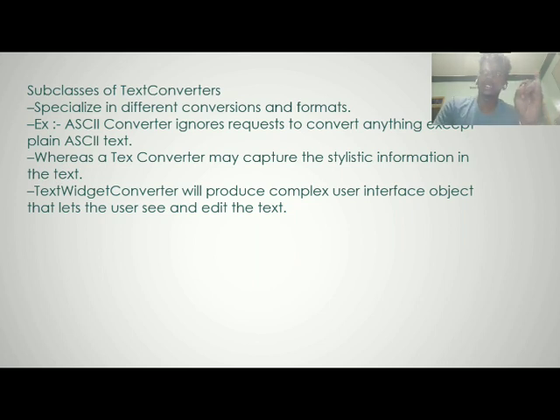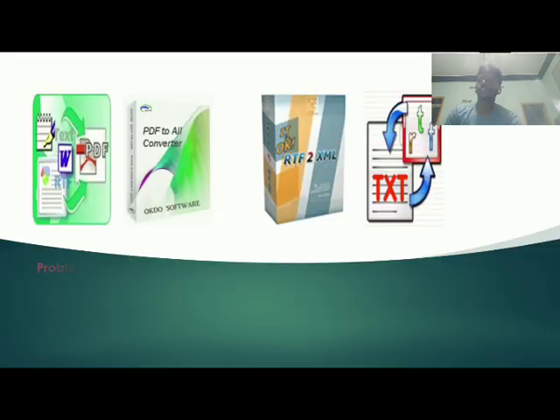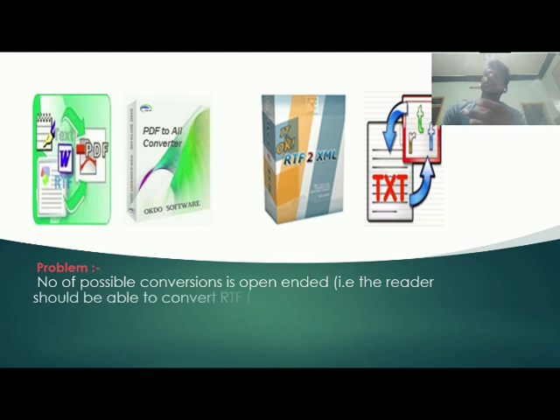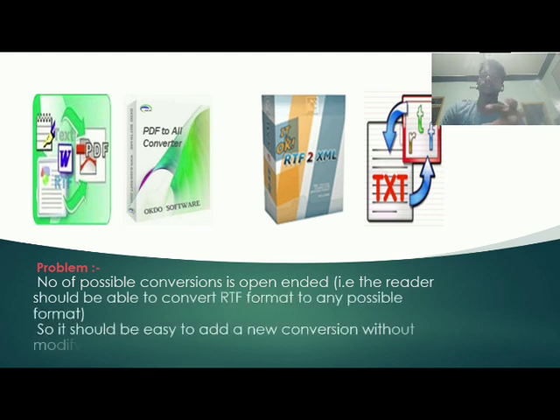An example is the ASCII converter, which ignores requests to convert anything except plain ASCII text, whereas a TeX converter may capture the stylistic information in the text. The TeXtWidget converter will produce a complex user interface object that lets the user see and edit text. We can see in this PPT, PDF, the many examples in the attachment.